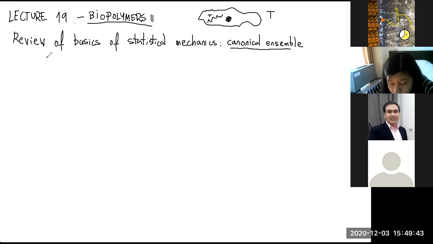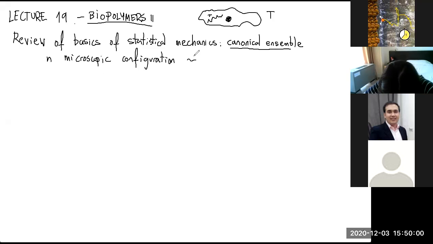All right, so the basics I will review are the following. I will call n the microscopic configuration. This is the same notation I used the other day. And I will associate to each microscopic configuration an energy E sub n. All right, this will be the microscopic state energy.